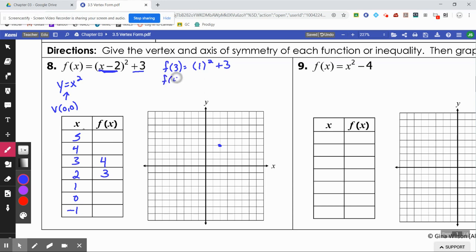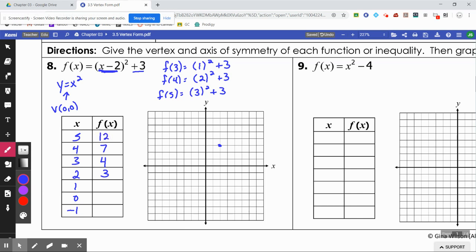Let's find f of 4. And again, I always like to do the stuff in parentheses first, so 4 minus 2, let's do that as we write it down. That'd be 2 squared, which is 4 plus 3, which is 7. And then to find f of 5, plugging in 5, subtract inside of parentheses. 5 minus 2 would be 3 to the second plus 3. That'd be 9 plus 3, which would be 12.